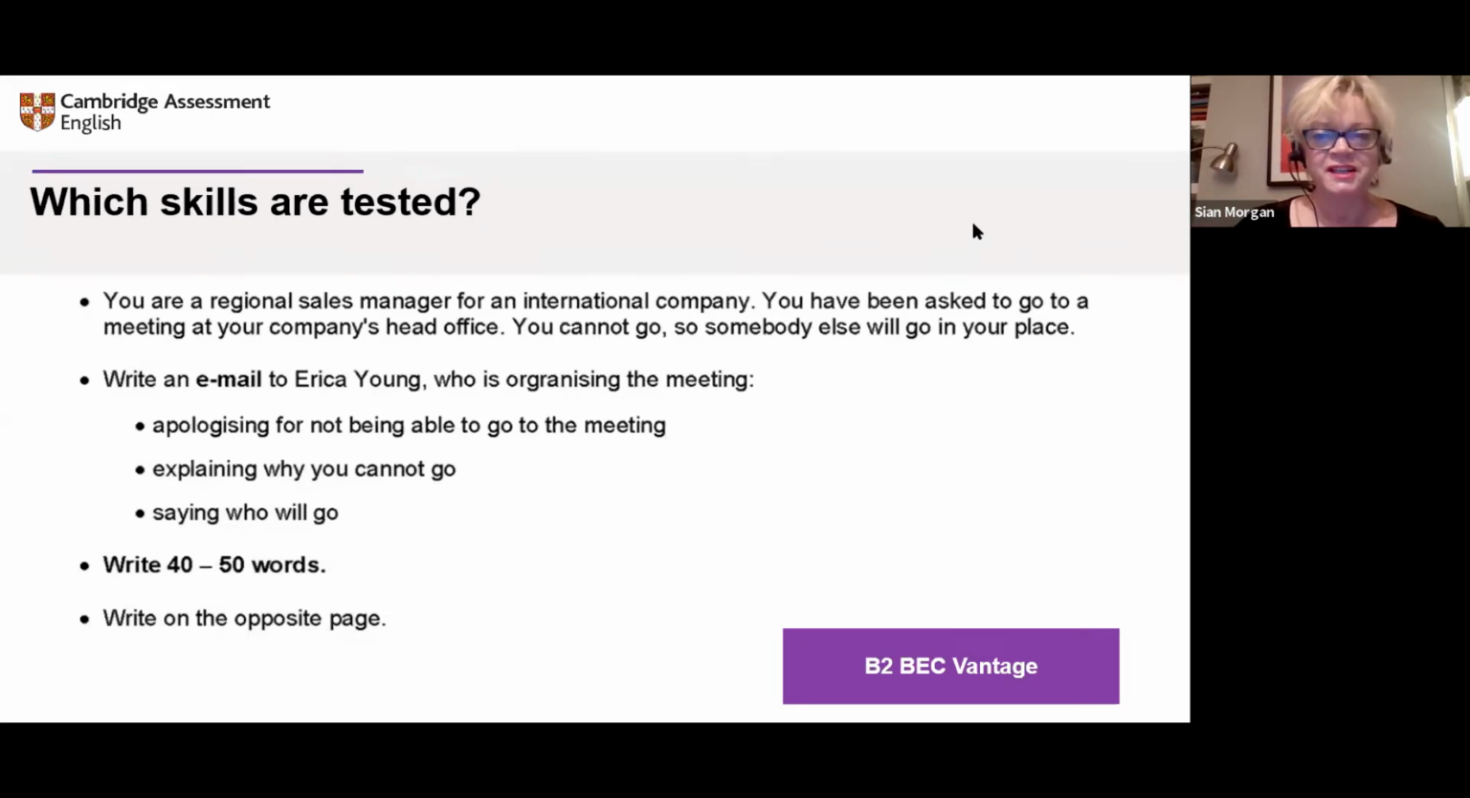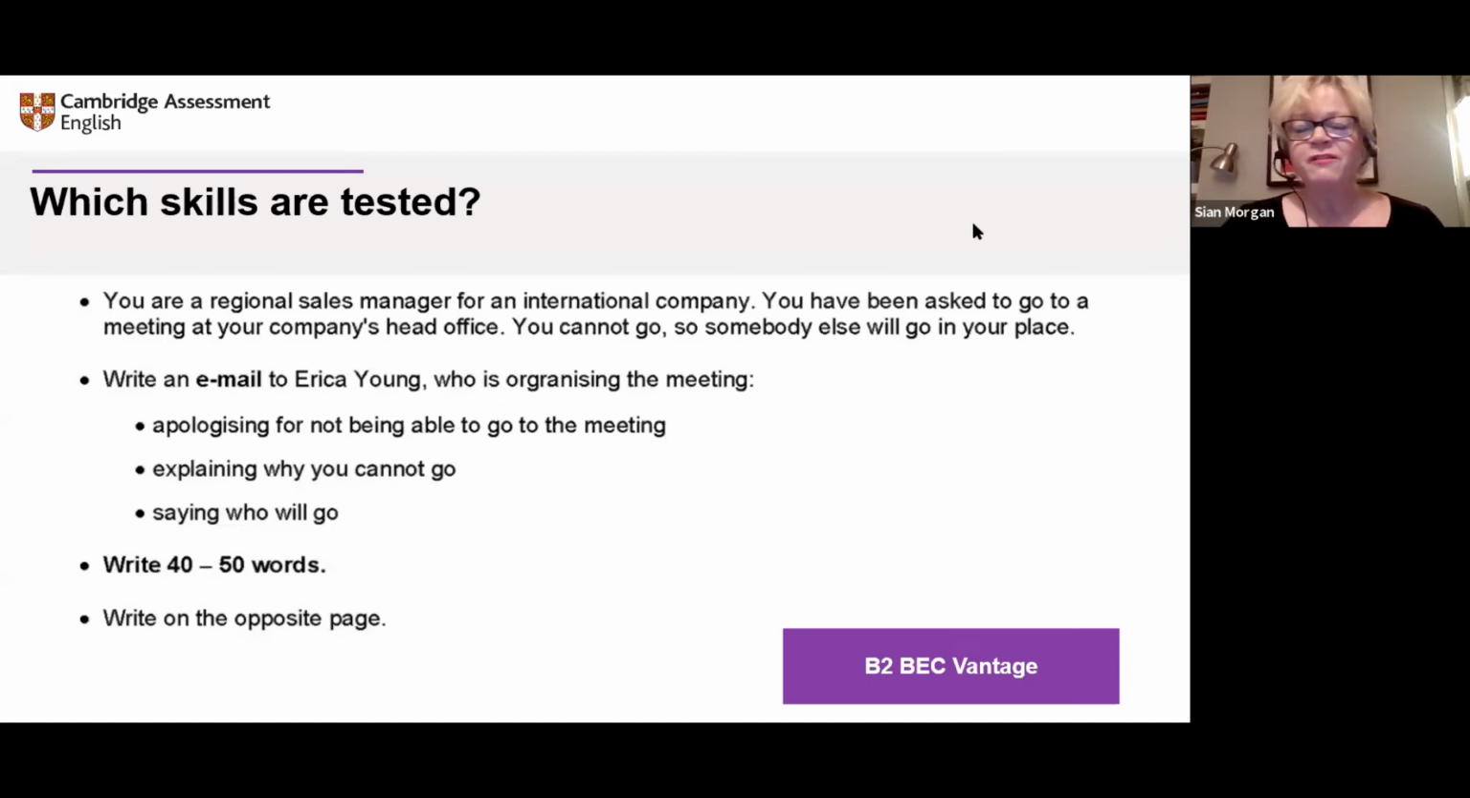And in terms of functions, they have to apologise, and we know that apologising can be quite difficult, but the good news is that English people apologise all the time. So if you come to England, you'll hear a lot of different ways of apologising. So they have to apologise, they have to explain why they can't go, and then they have to say who will go.